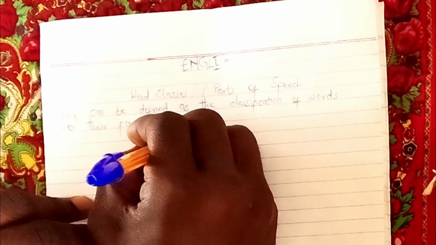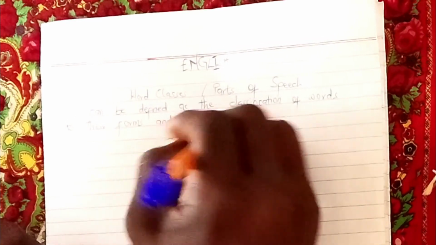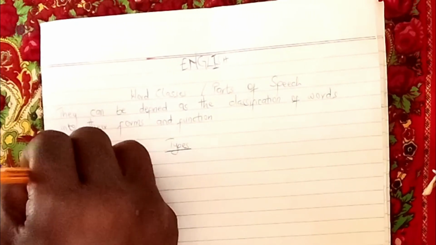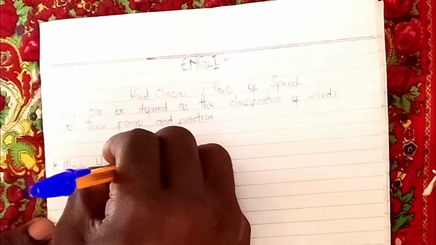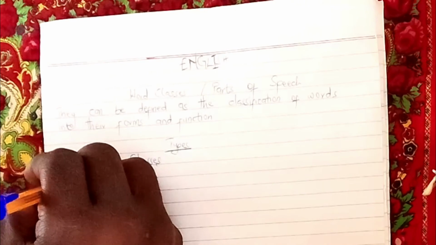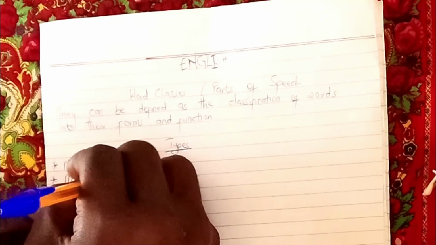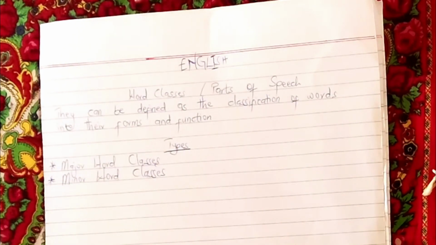We have two main categories or types of word classes. So the very first type, we have the major word classes, and then the second type is referred to as the minor word class or classes. So we'll be taking the major word class. We'll take them one by one. We'll take the major word class first, and then afterwards we'll discuss the minor word class.